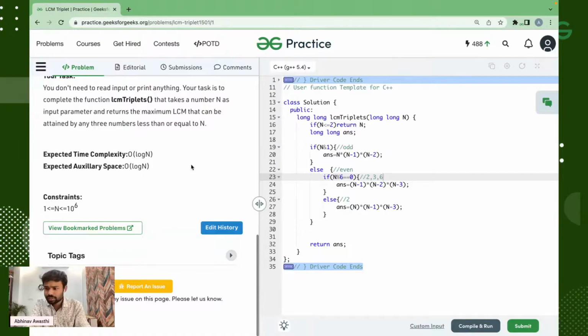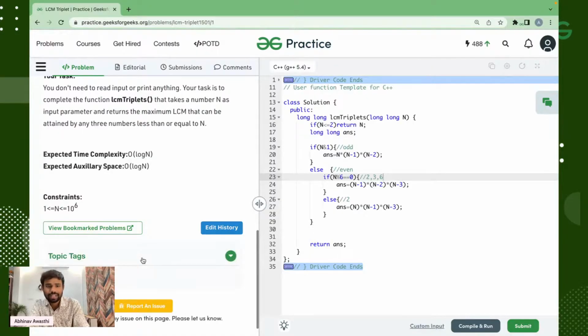Yeah. So I don't know whether it comes in Amazon or not, because we don't have the company tag of Amazon here. We have a topic tag of mathematics. That is fine.